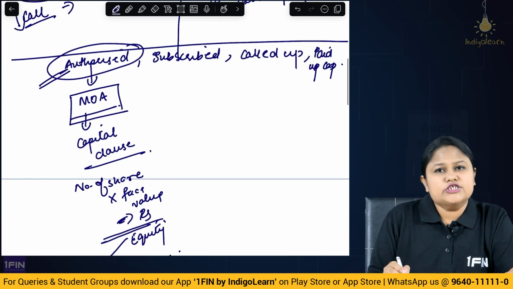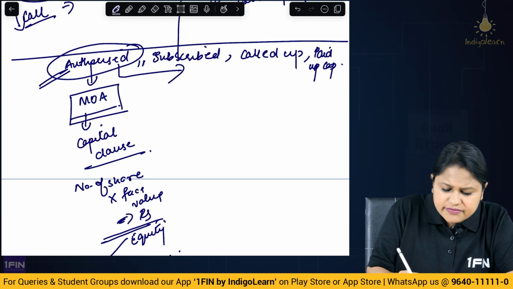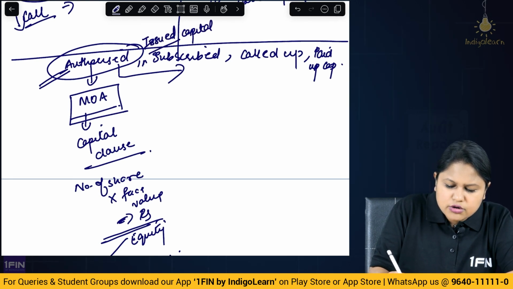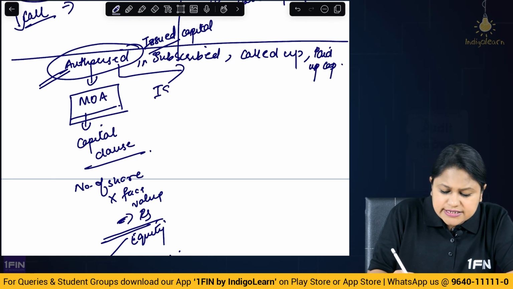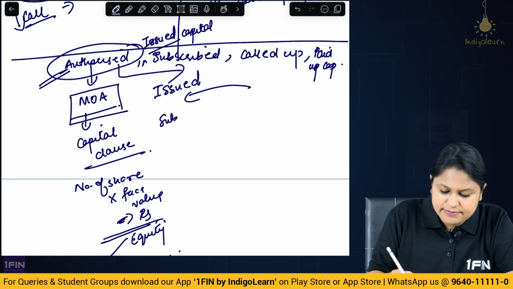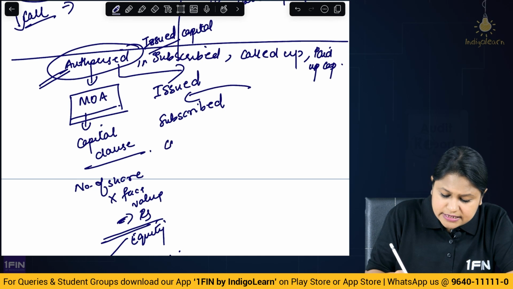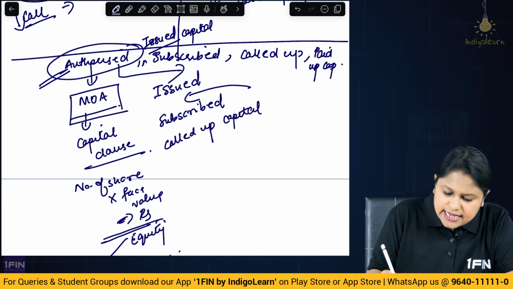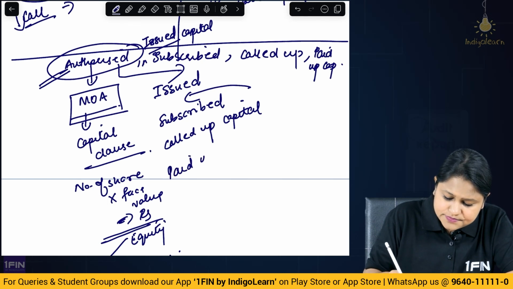Correct? Then. Once you have the authorized capital, out of it, some part will be, sorry, here we missed out one, it's issued capital. Out of authorized capital, some part will get issued to the public. Correct? So once it is issued, then people will subscribe for it. That is called subscribed capital. Then the company will make calls, which is nothing but the called up capital. And then the shareholders will pay for it. That is called the paid up capital.